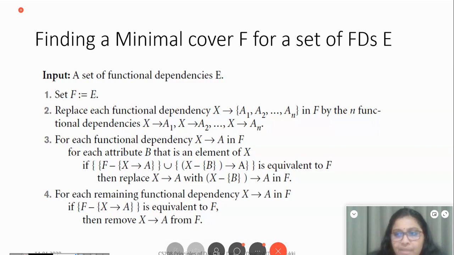So that's the first step. You decompose your right hand side into individual or singleton attributes. Second step, for each functional dependency X determines A in F, for each attribute B that is an element of X.